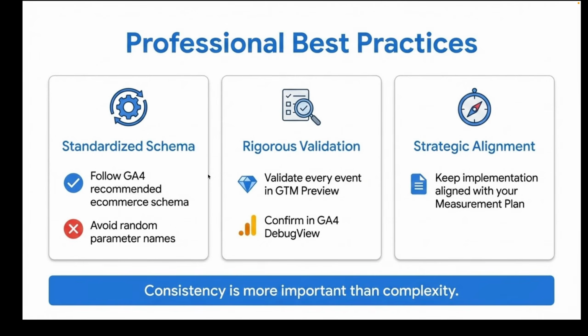The last thing is the strategic alignments. You have to keep implementation aligned with your measurement plan. As we spoke in chapter number 1, there's no point of just tracking everything. You need to know what you need to track and why you're tracking it, and is that aligning with your business strategy or not.